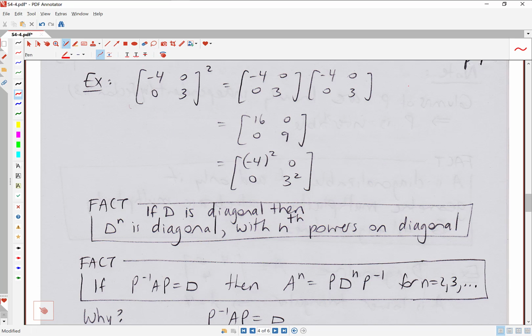So just to do another quick example of this, let's say you have the matrix -2, 0, 0, 3, which is diagonal, and let's say you raise that to the 5th power. What you're going to get is a diagonal matrix. On the diagonal, you're going to have the 5th powers. So -2 raised to the 5th power, -32, and 3 to the 5th, 243. So it's particularly easy to calculate powers of diagonal matrices. That's what we're getting at.